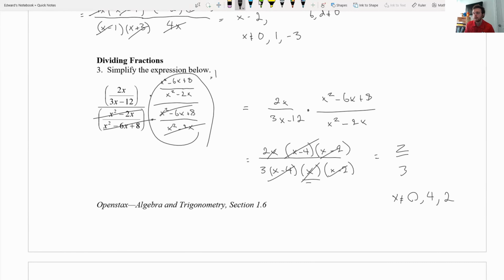All right, let's go back to the original problem too, because we got some divided by zeros all over the place. This can't be 0 right here. 3x minus 12, that's divided by 0, so that's a 4. We're good there. On the numerator here, it can't be 0, and it can't be 2. And the denominator down here, it can't be 4, and it can't be 2. We got them all. Right?